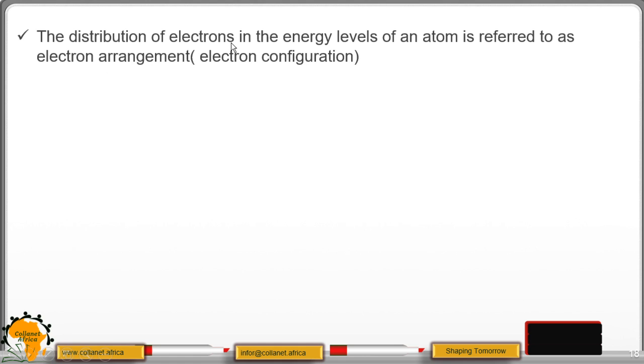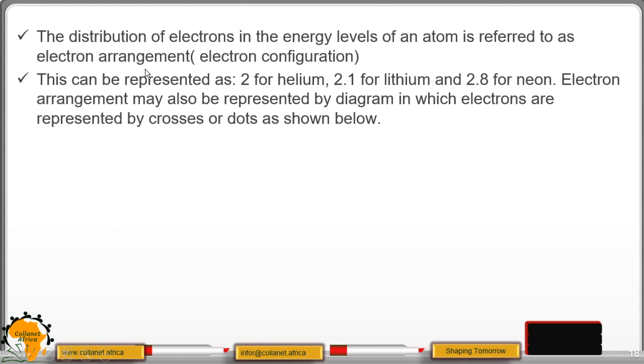The distribution of electrons in the energy levels of an atom is referred to as electron arrangement or electron configuration. So it is how they are going to be arranged in those energy levels. This can be presented as 2 for helium, 2.1 for lithium, 2.8 for neon. Electron arrangement may also be presented by a diagram in which electrons are represented by crosses or dots as shown below. So we have helium and we have magnesium.